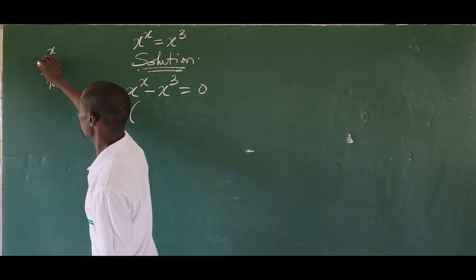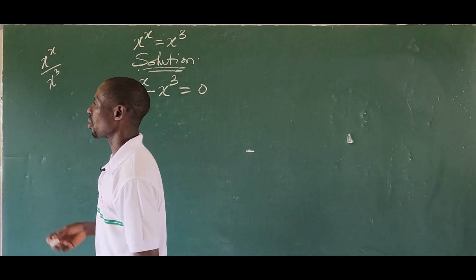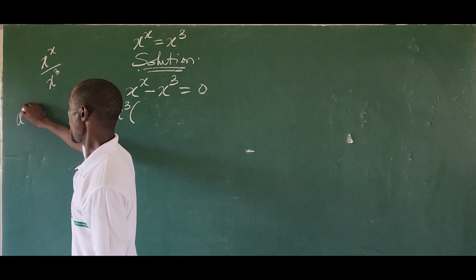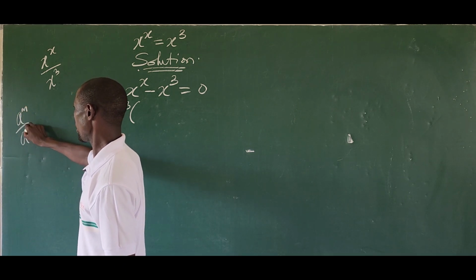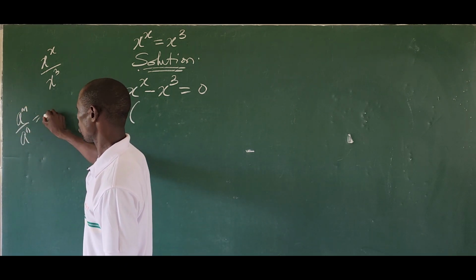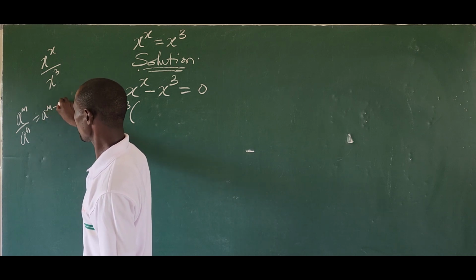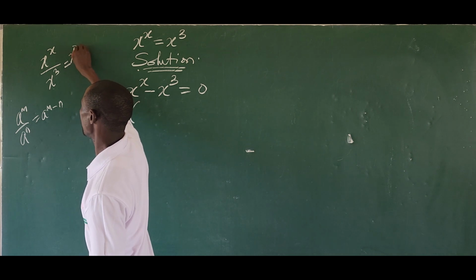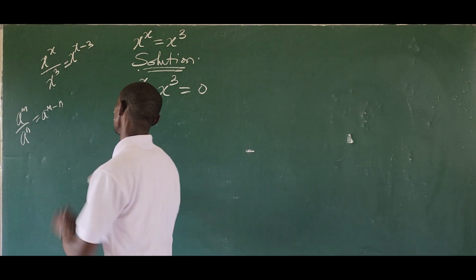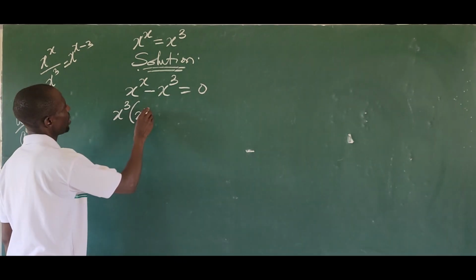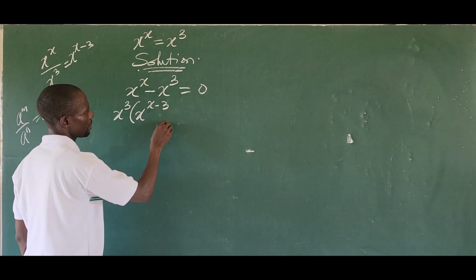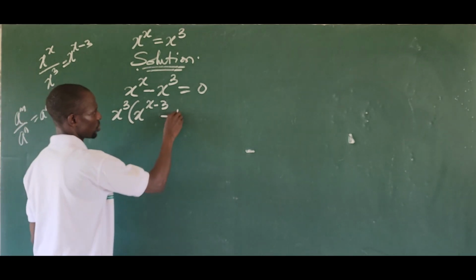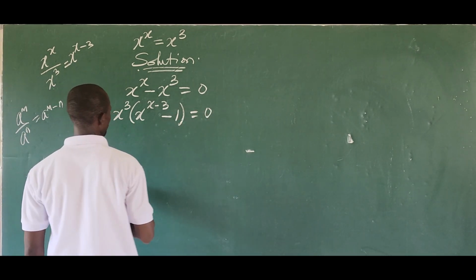Because the bases are the same, we apply the law of indices, which says that if you have a to the power of m all over a to the power of n, this is equal to a to the power of m minus n. So if we do that, this side of it is going to give us x to the power of x minus 3. Then minus, if we use this to divide this, it's going to give us 1. So we have here 1 equal to 0.